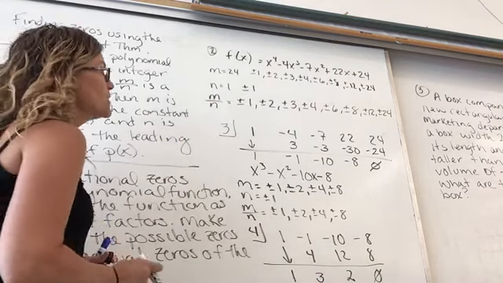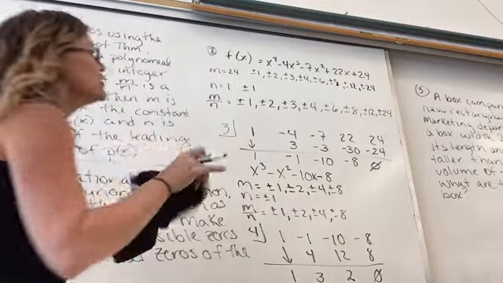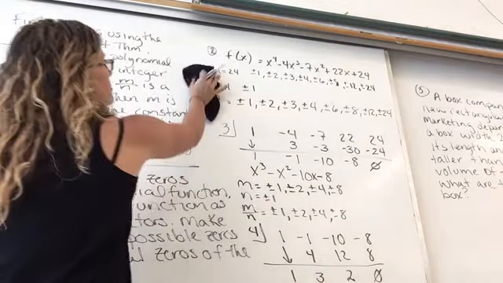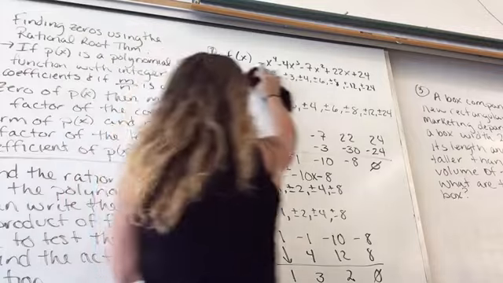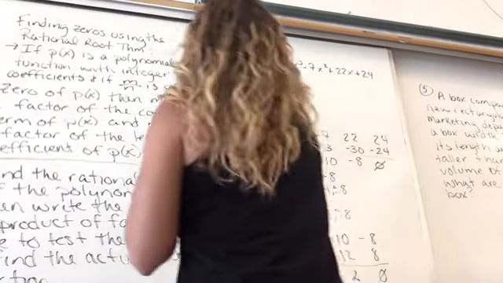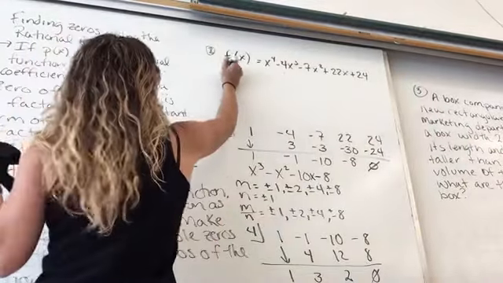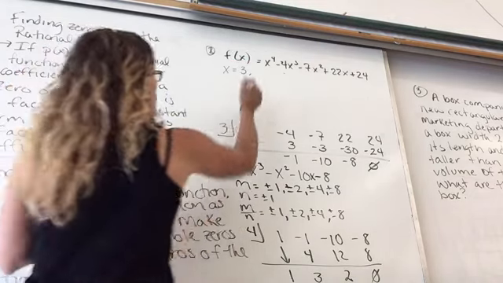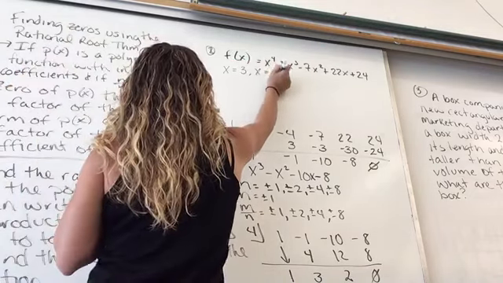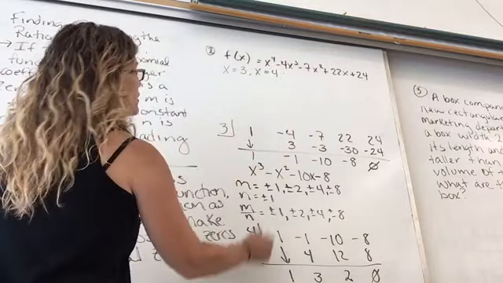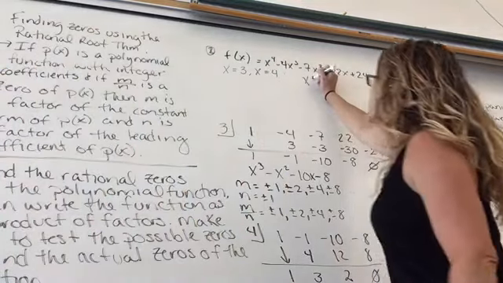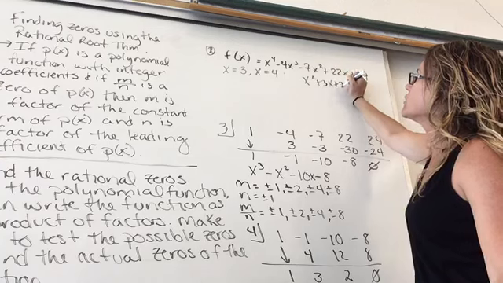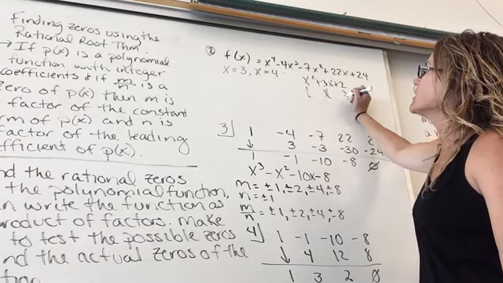actually factor. So I'm going to create a little space with our problem up here. I don't want to erase too much. I know that one of my answers was x equals 3. I know another one of my answers was x equals 4. And then down here, I have x squared plus 3x plus 2. And I need to factor this.